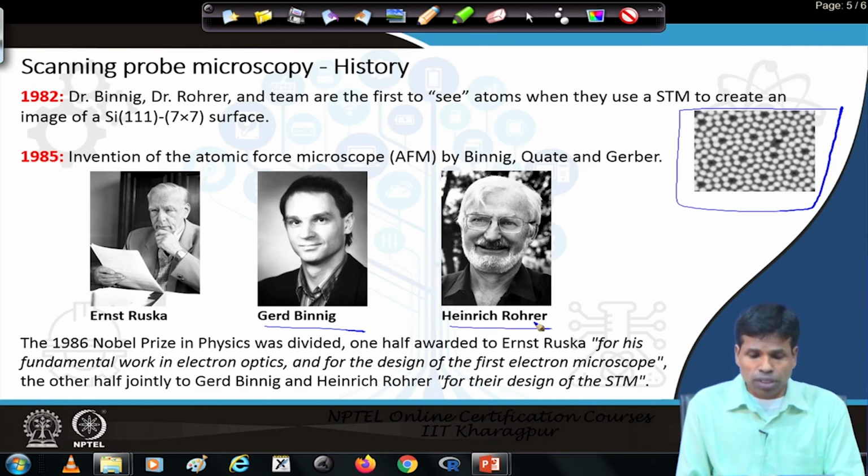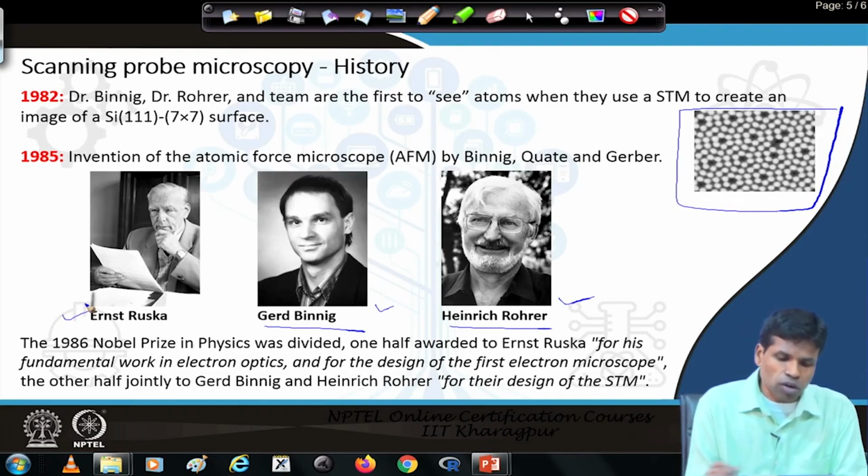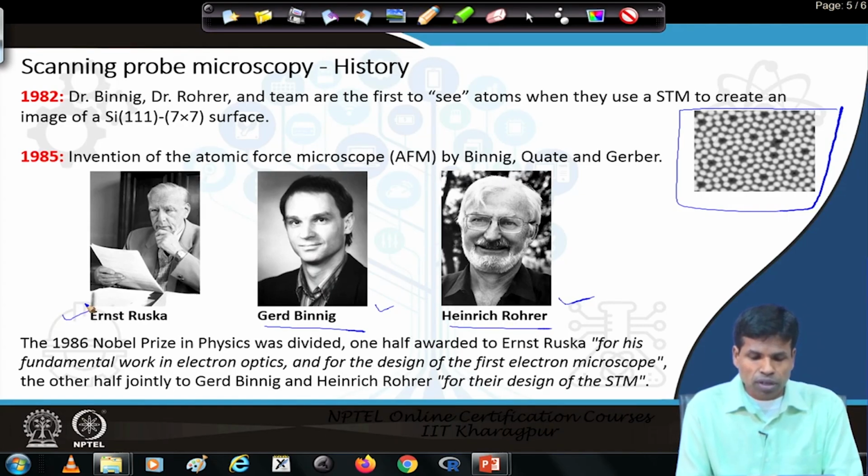One half of the Nobel Prize was given to these two scientists for their discovery of the scanning tunneling microscope. The other half was given to Ernst Ruska, who was credited for his contribution to electron optics, particularly the design of the electron microscope. Another scientist we have seen who contributed extensively to ion microscopy is Erwin Müller, who died in 1977. Therefore, he probably could not receive the Nobel Prize, otherwise he was another contender for his contributions to the development of the ion microscope.